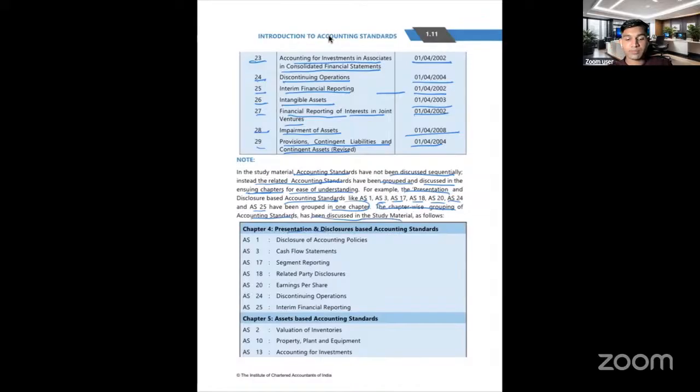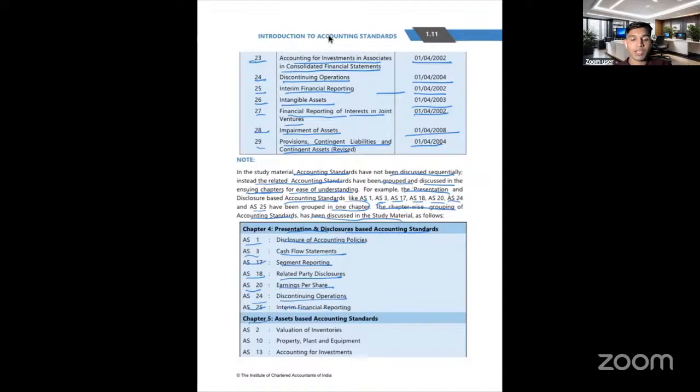Presentation and disclosure-based accounting standards: AS1, disclosure of accounting policies. AS3, cash flow statements. AS17, segment reporting. AS18, related party disclosure. AS20, earnings per share. AS24, discontinuing operations. AS25, interim financial reporting.